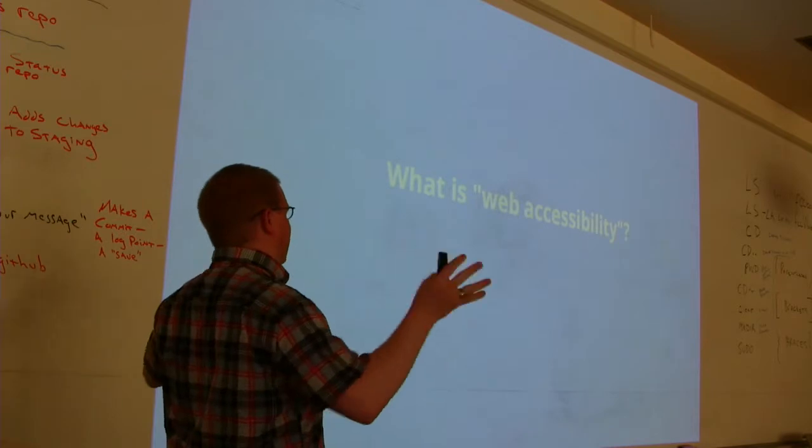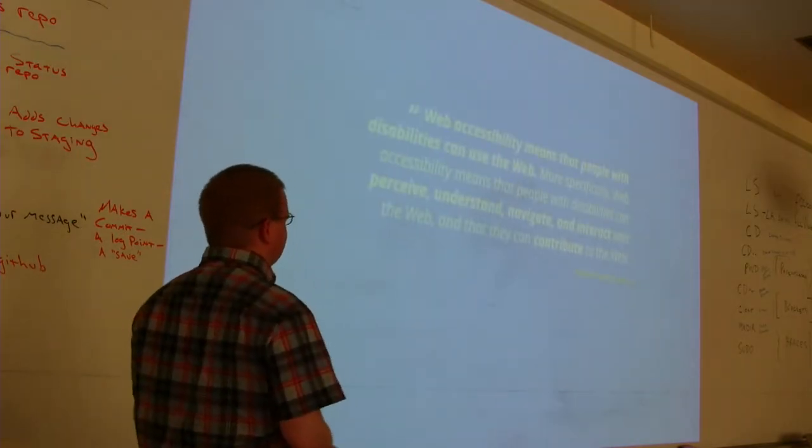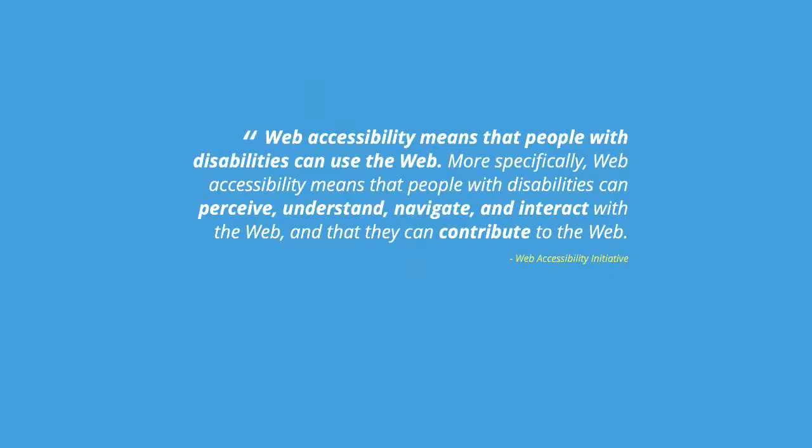All right. So what is web accessibility? The Web Accessibility Initiative, which we'll talk a little bit about, the WAI, defines it as this. Web accessibility means that people with disabilities can use the web. More specifically, people with disabilities can perceive, understand, navigate, and interact with the web, and they can contribute to the web. There are a lot of parts of this, but those with various types of disabilities can still use the web in all its fullness.